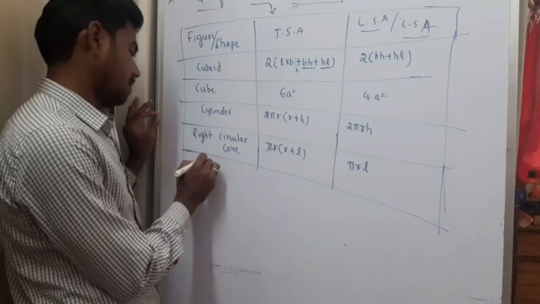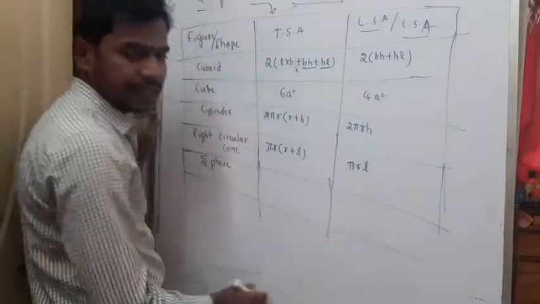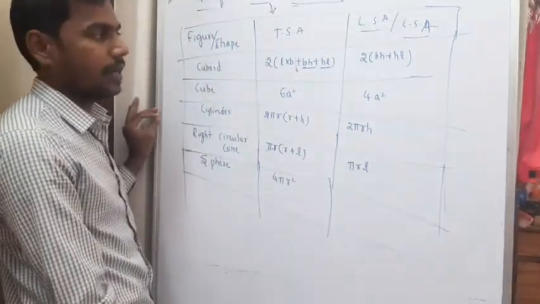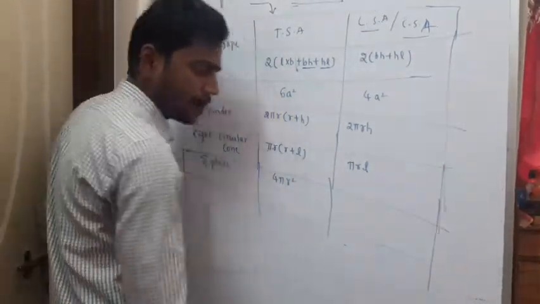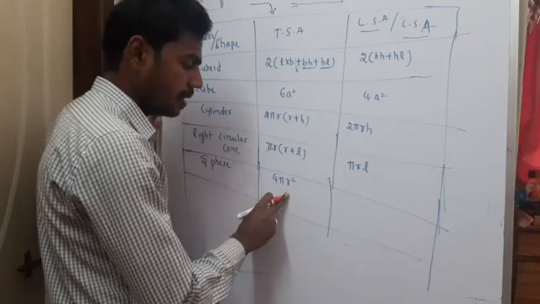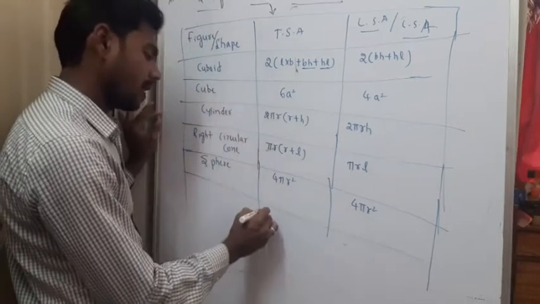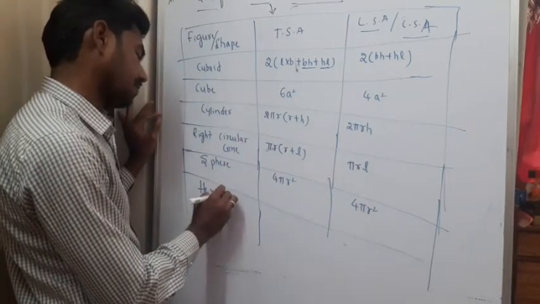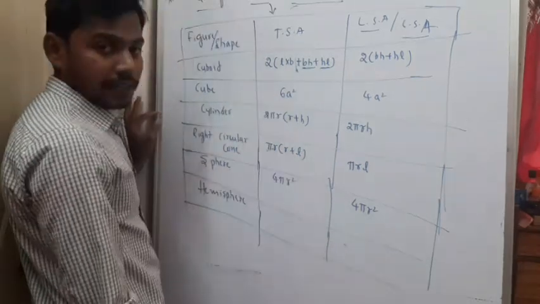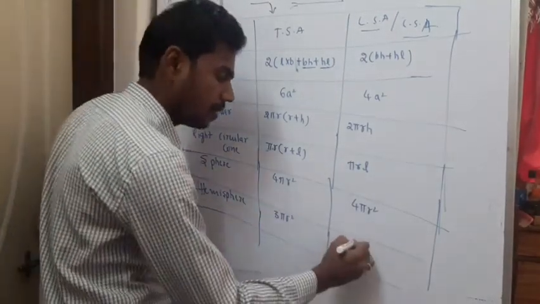Next, sphere. There won't be any difference between total surface area and curved surface area, that is 4 pi r square. I explained an activity, and in that activity we learned that the total surface area of the sphere is equal to 4 pi r square, and it is equal to the curved surface area, that is 4 pi r square. In case of a hemisphere, the total surface area is 3 pi r square and the curved surface area is 2 pi r square.